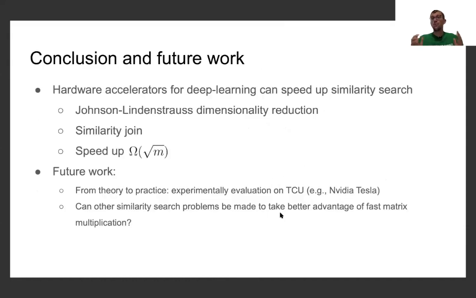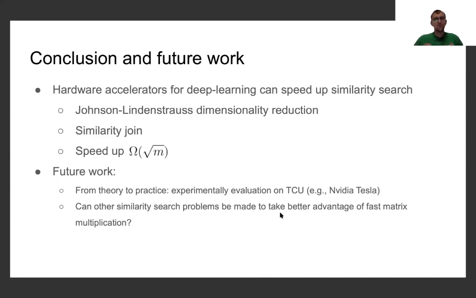Okay, so it's time now to summarize. In this paper, we showed that in principle, it's possible to use deep learning accelerators, the so-called tensor core units, to speed up similarity search. We have focused on two particular primitives, the Johnson-Lindenstrauss dimensionality reduction and similarity join. And we showed that we have a speed up larger than square root of m.